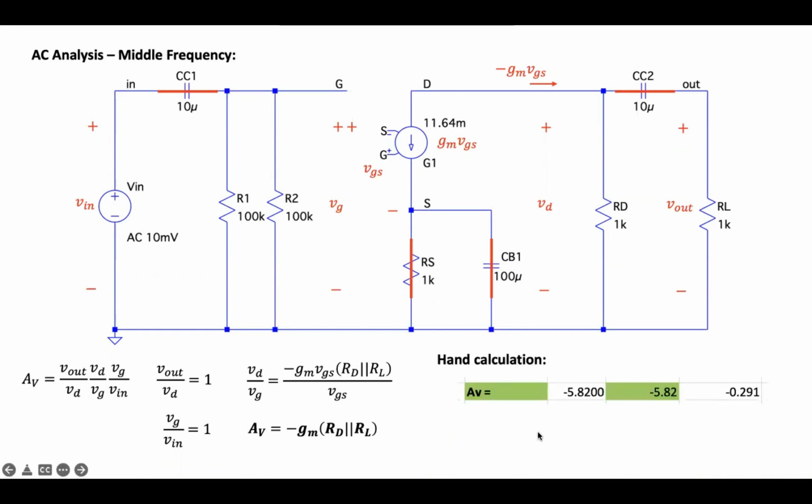Then based on my hand calculation, we got the gm earlier, then we get the parallel resistance. I was able to solve for a voltage gain equal to negative 5.82. So we have a magnitude of voltage gain equal to 5.82. So the input voltage will be amplified by 5.82 times going to our output. So if we have an input voltage of 10 millivolts, expect that across the output, it will become 58.2 millivolts.